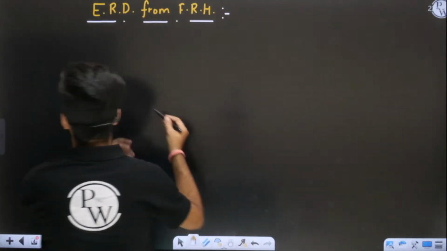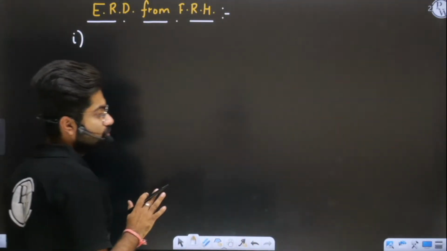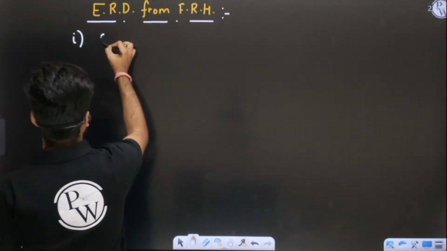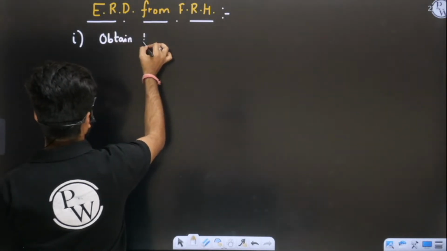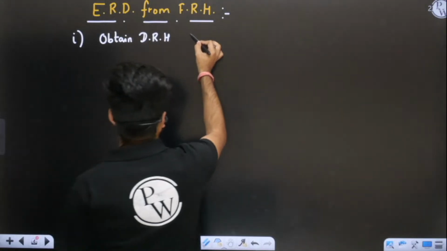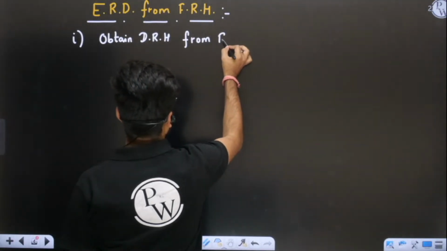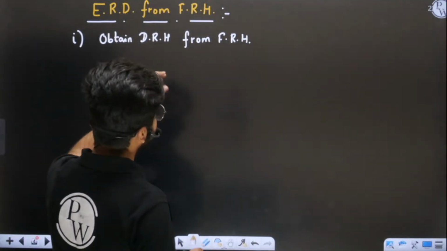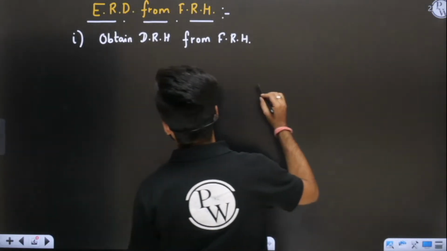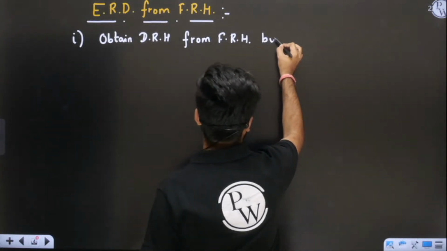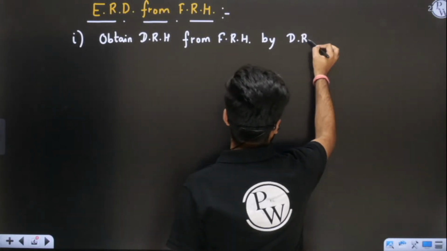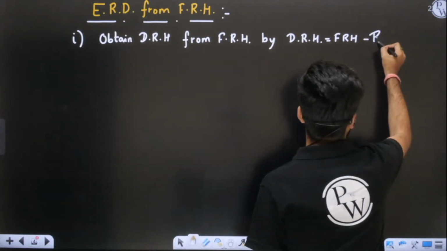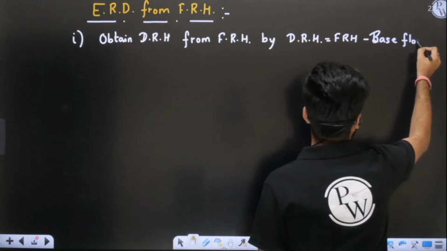The very first step: if FRH is given to you, listen very carefully, first you have to find DRH. Obtain DRH from the flood runoff hydrograph. And how will I do that? Obtain DRH from FRH by using this formula: DRH ordinate is FRH ordinate minus base flow.